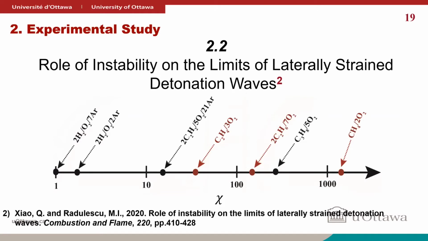Now let's go to the second part. The previous part has verified that the generalized ZND model can excellently predict the experiments. Now let's look at the more unstable hydrocarbon-oxygen detonations with varied levels of detonation instability, to look at the effect of instability on the predictability of the detonation dynamics by the models. The mixtures involved here are stoichiometric methane-oxygen, ethane-oxygen, and ethylene-oxygen.